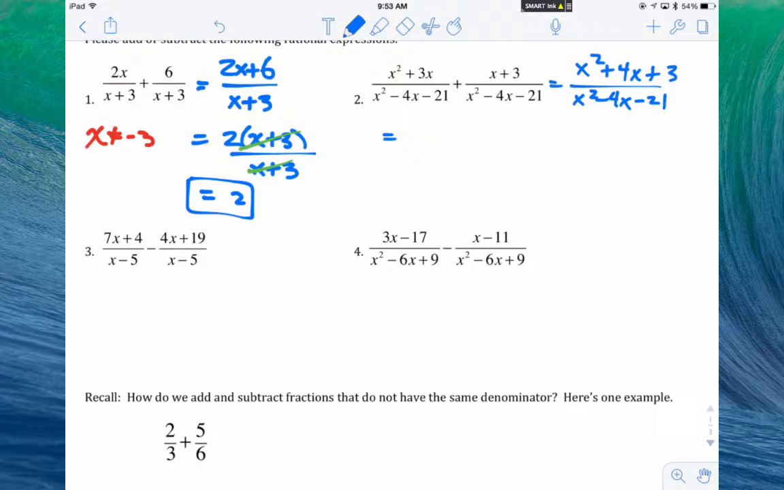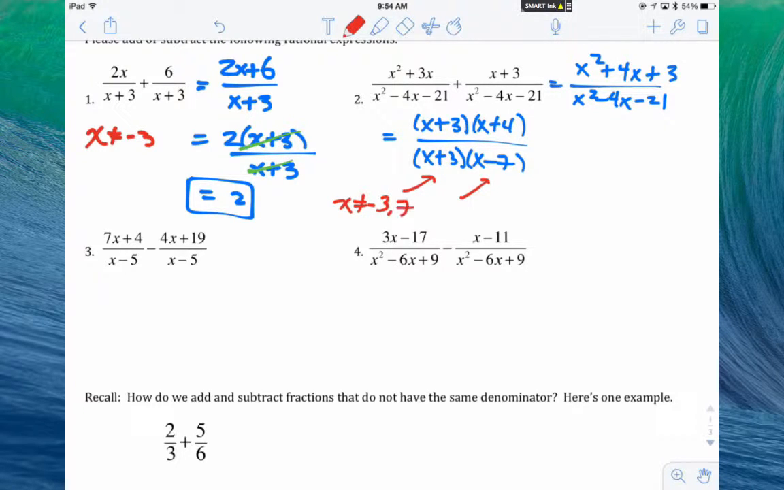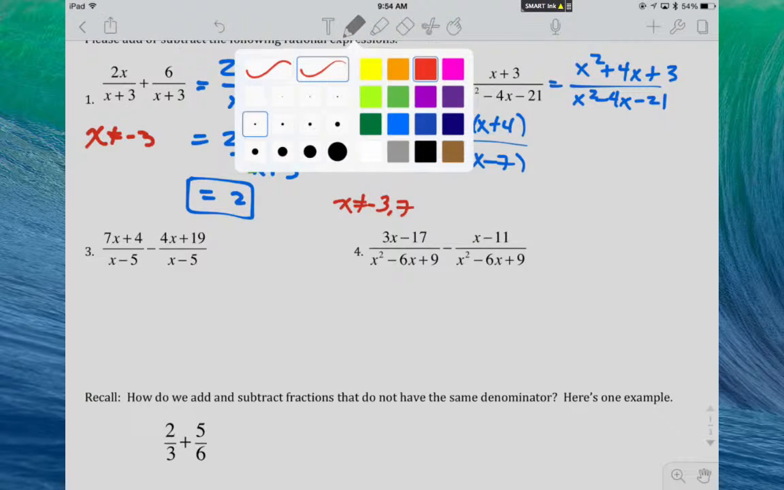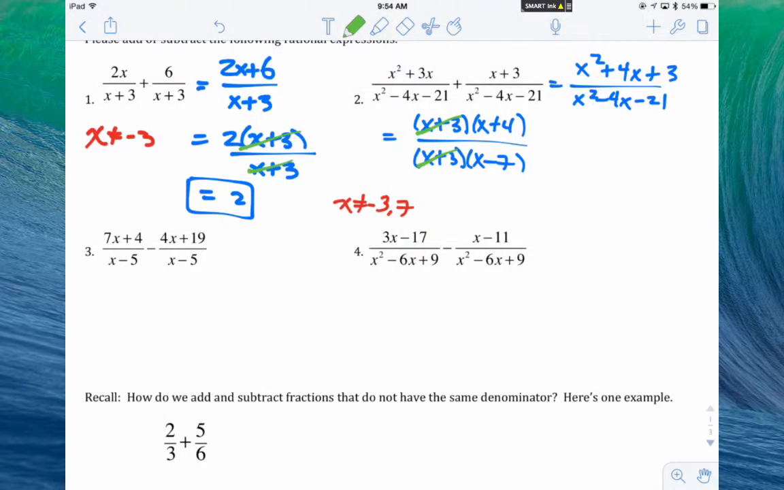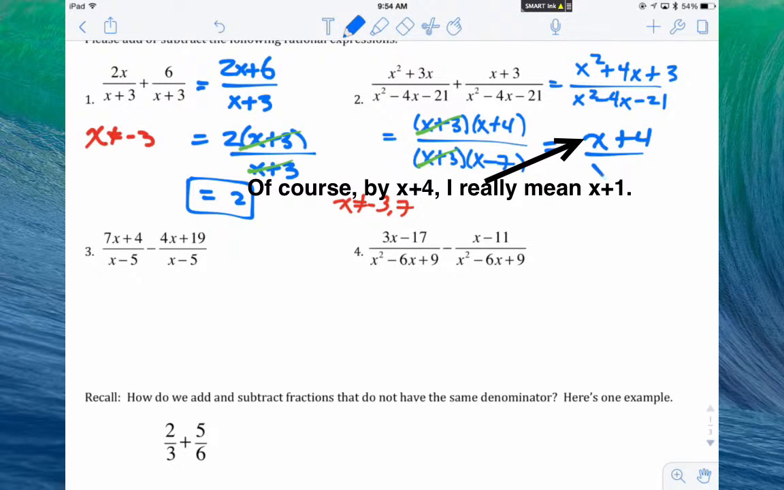I think that numerator factors as x plus 3 times the quantity of x plus 4. Oops, sorry about that. That's totally supposed to be an x plus 1. So for the rest of this problem, just pretend that's an x plus 1. Thank you. And that denominator factors as x plus 3 times the quantity of x minus 7. Before we simplify, good opportunity to talk about our variable restrictions. I think x cannot be negative 3 or positive 7. Now, I think we can say yes, we can simplify away these x plus 3's, yielding a grand total of x plus 4 over x minus 7.